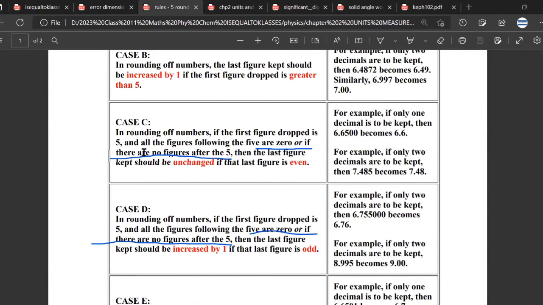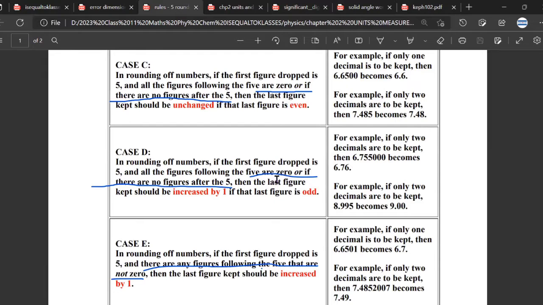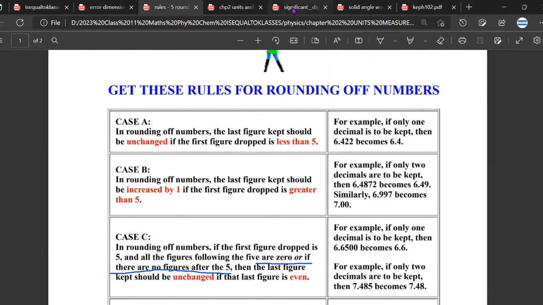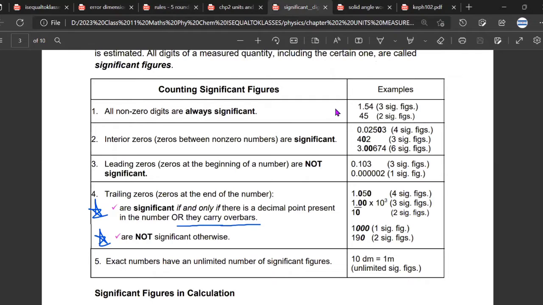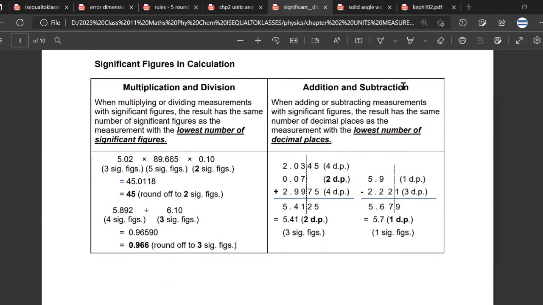Now, the tricky part is case C, case D, case E, where 5 is there and before that some even number or odd number is there. These three cases are a bit tricky. So, any doubt in these rounding off? No. Because only when these two things are clear will it lead us to significant figures in calculation, that is multiplication, division, addition, subtraction.